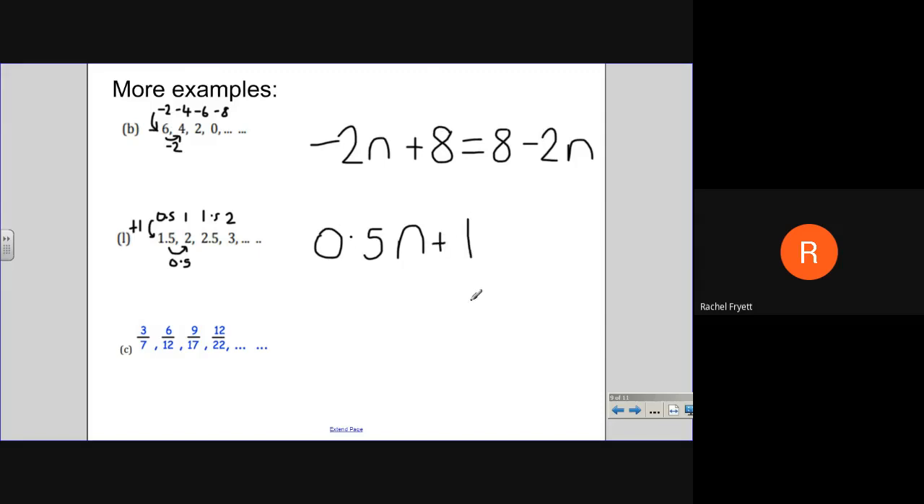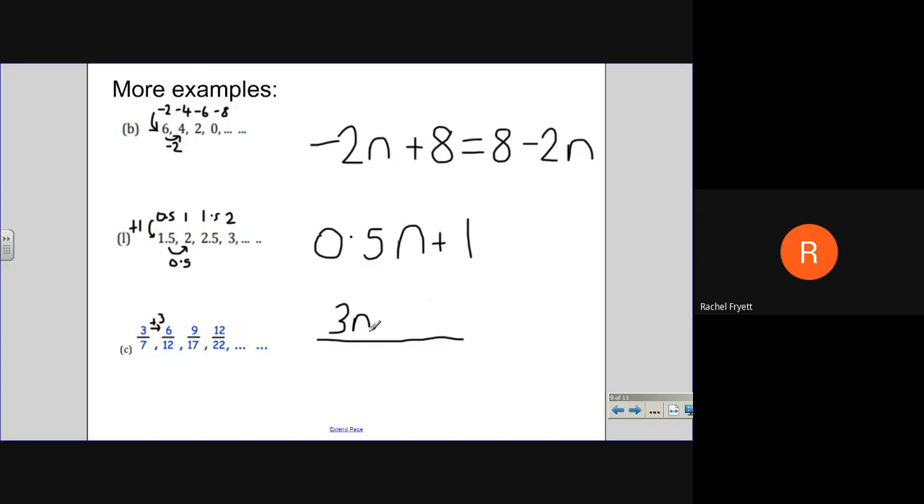Now the last one is a fraction one. And I want to show you that we do this exactly the same way, but what we do, we separate the top and the bottom, and we write the nth term as a fraction. So just looking at the top, I'm adding 3 each time. Okay, add 3, add 3, add 3, so I'll start 3n.